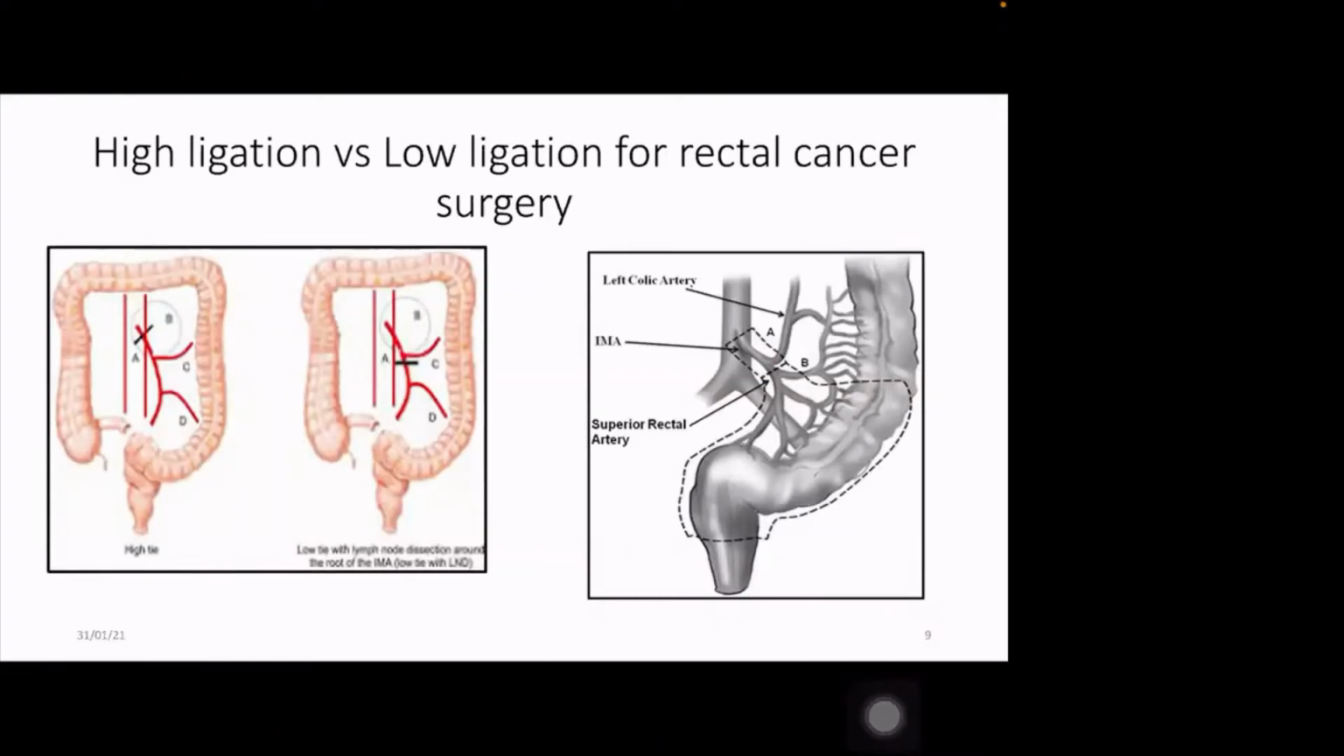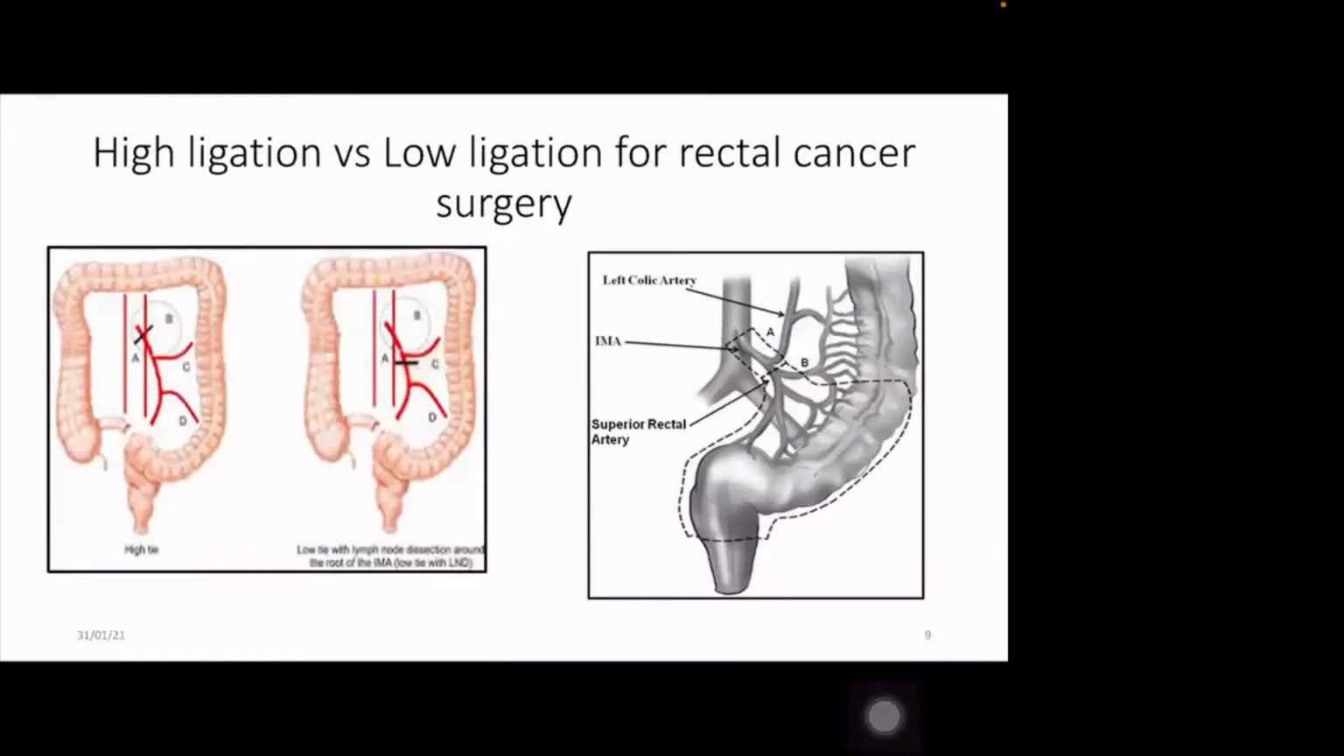In high ligation, it is high because you ligate the inferior mesenteric artery close to its origin from the aorta. And in low ligation, you ligate the inferior mesenteric artery once it gives off the left colic branch. So what is the difference? High ligation, ligate the IMA close to its origin from the aorta. Low ligation, you ligate the IMA after the left colic artery is taken off.